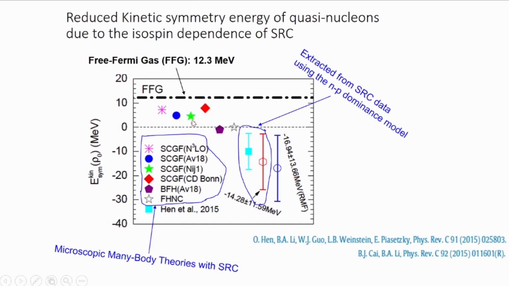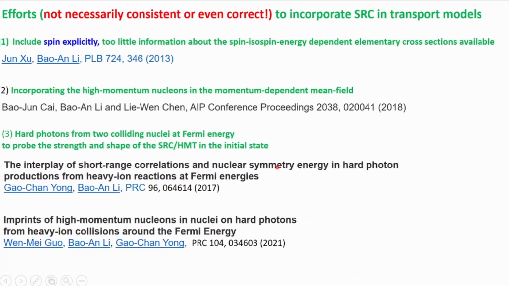Again, I want to emphasize that the predictions from microscopic many-body theories are still model dependent, and the simple model we use in extracting the symmetry energy also has drawbacks. Now you may wonder, what could be the potential effects of short-range correlation on nuclear reactions? This is an important question. Several of us have tried to do it in our transport models, but there are many challenges. We don't know how to do it exactly right.